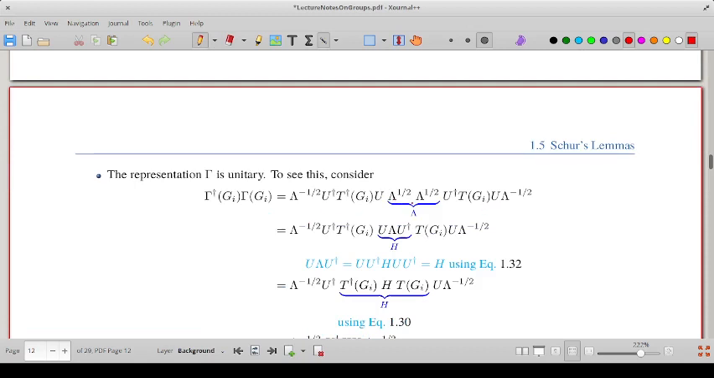Since matrix multiplication is associative, the order in which I take the product doesn't matter. So I can first take the product of these two, gamma to the power half times gamma to the power half. And as I told you earlier, gamma to the power p times gamma to the power q is gamma to the power p plus q. So this is equal to gamma to the power half plus half, which is gamma. So then this becomes gamma to the power minus half U dagger T dagger gi, then this U, then this gamma, then this U dagger T gi, and gamma to the power minus half.